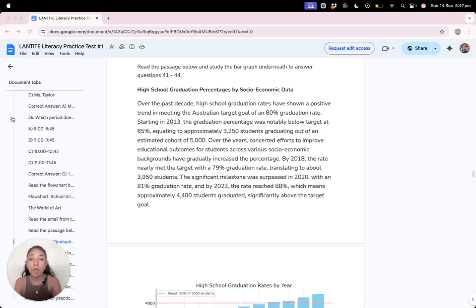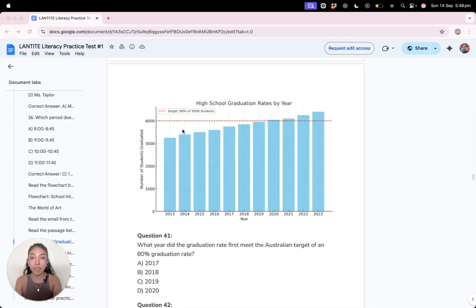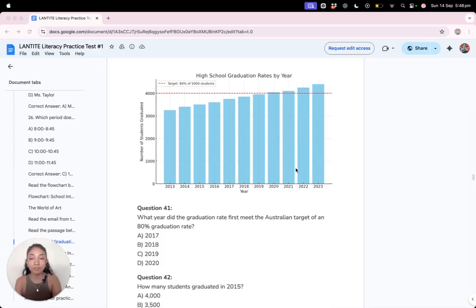The significant milestone was surpassed in 2020 with an 81% graduation rate, and by 2023, the rate reached 88%, which means approximately 4,400 students graduated, significantly above the target goal. So here's the bar graph, the high school graduation rates by year. You can see here it says number of students graduated from 2013 on to 2023, and you can see it has increased over time.